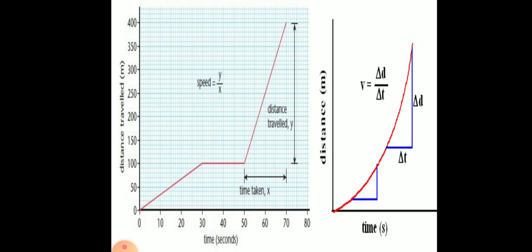In the third case, two graphs are given. Let us understand the first graph. The graph is divided into three parts. The first part, starting from the origin, is an inclined straight line. So it is uniform motion. The second part is a horizontal line. Horizontal line means rest, means the particle is at rest from 30 second to 50 second.